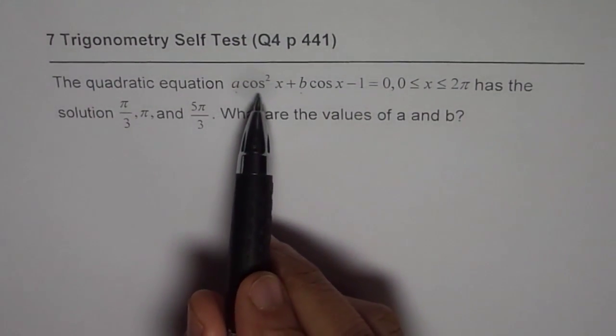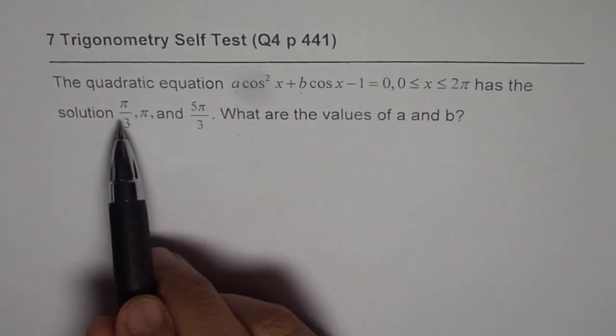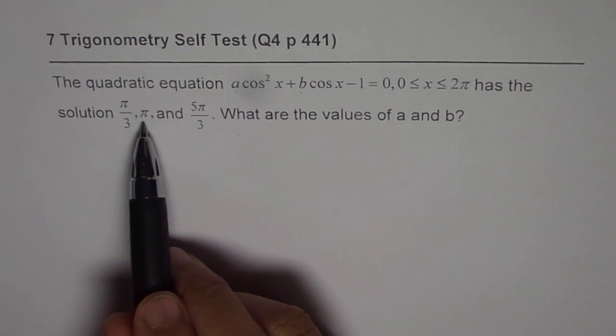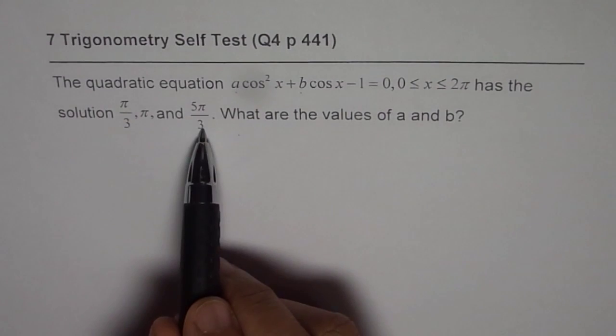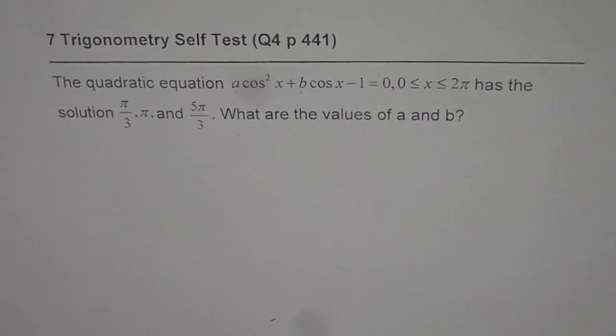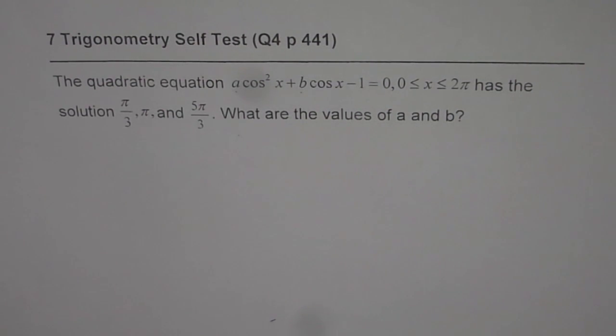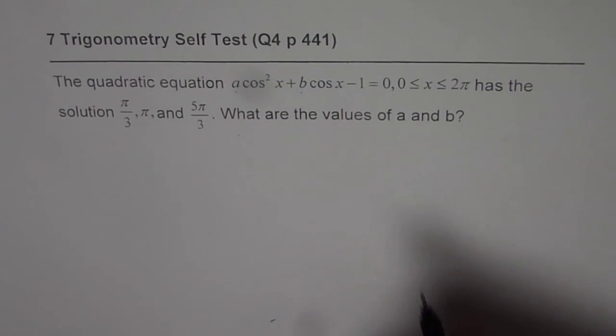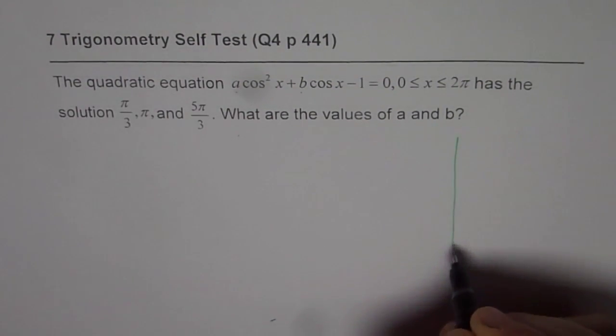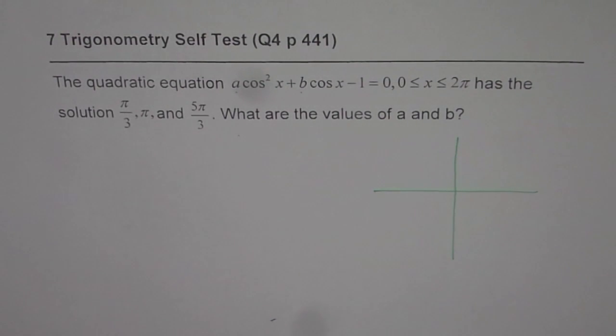Now, since the solution is in terms of cosine, and cos of pi by 3, cos of pi, cos of 5 pi by 3 are parts of the solution, we can use this information to find the factors for this quadratic equation, right? So our approach is to find the factors using the given solution. Now let us see what these angles are. The first angle given to us is pi by 3.